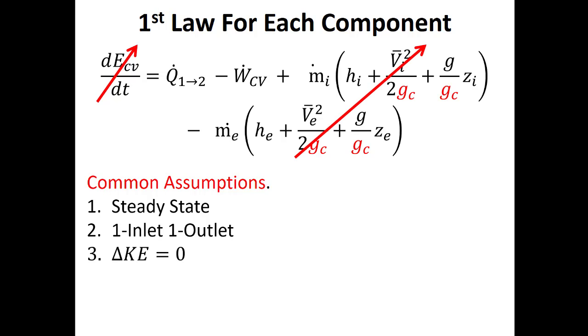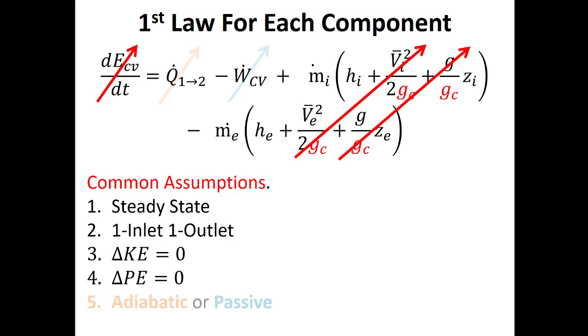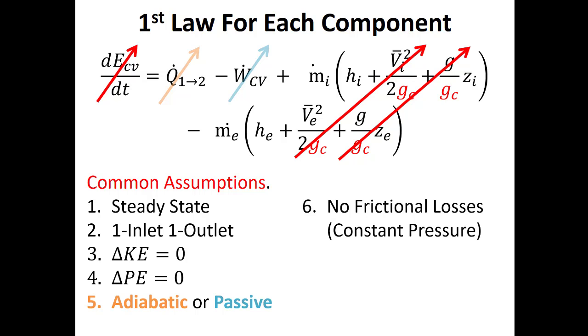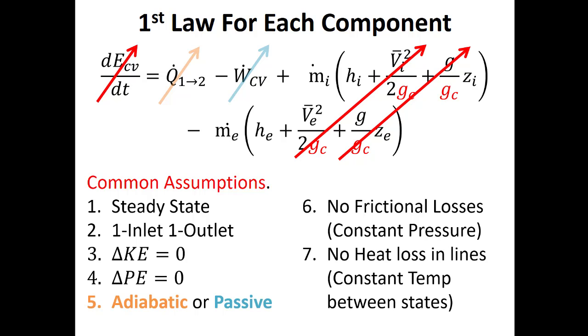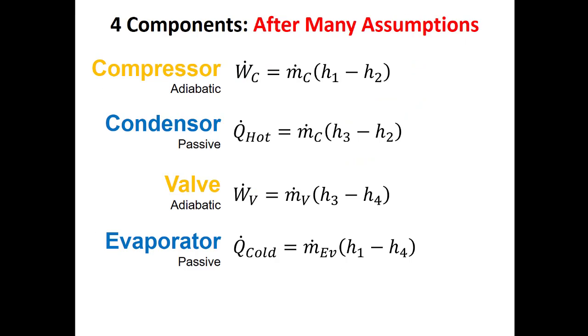Here, it's not like our turbojet problem. We're going to neglect kinetic energy changes. We're going to neglect potential energy changes. We'll go through these different components. We'll assume usually that they're adiabatic or that they're passive. Throughout the whole cycle, we'll say that there's no friction losses and that there's no heat losses in the lines that are connecting our different components.